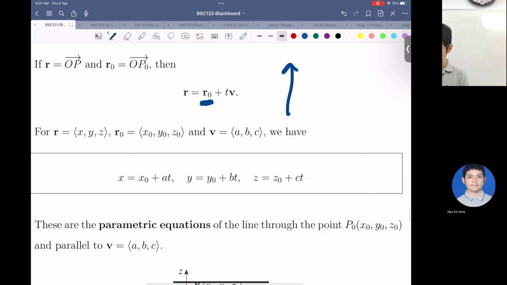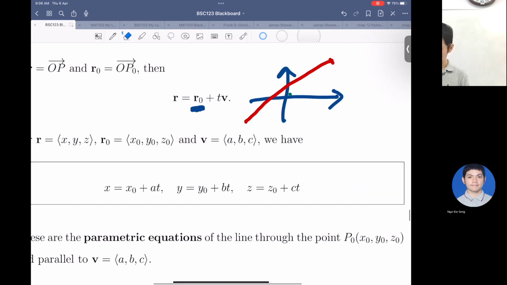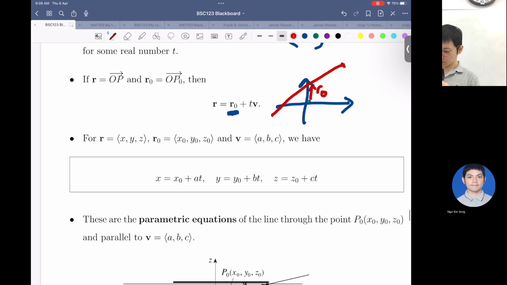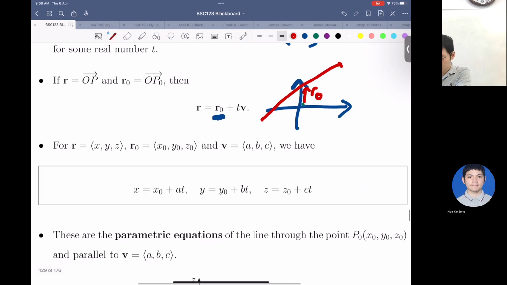So if I'm not wrong, you should think about something like this. When t equals 0, we get r0, so that means here, if I'm not wrong, try and check. Okay, so you translate the line with r0. What else?